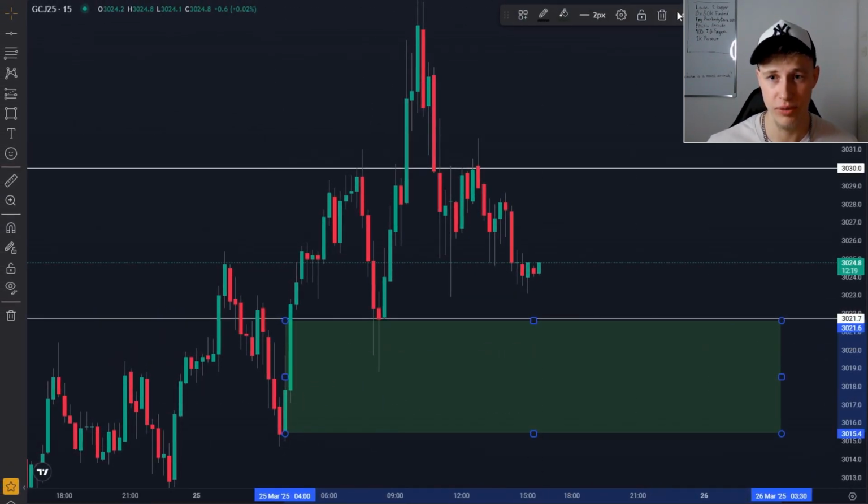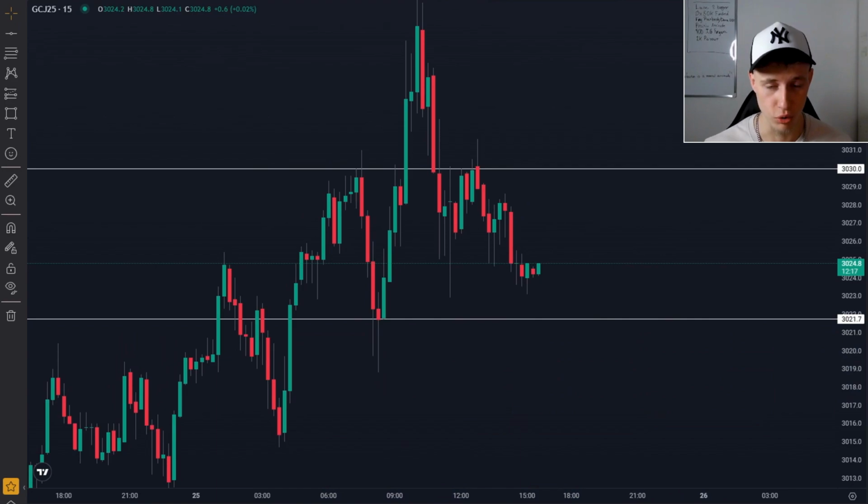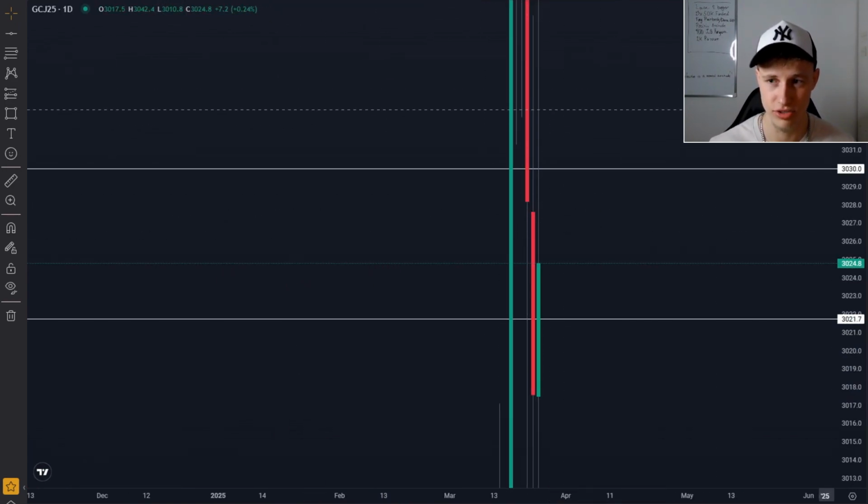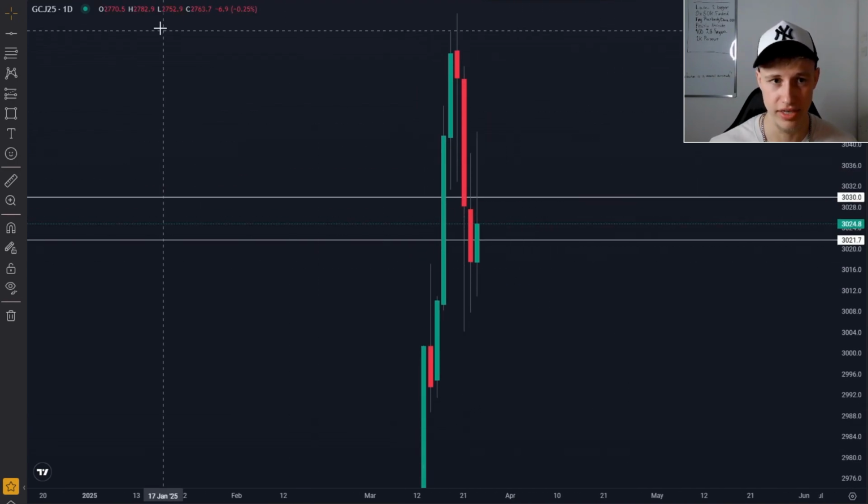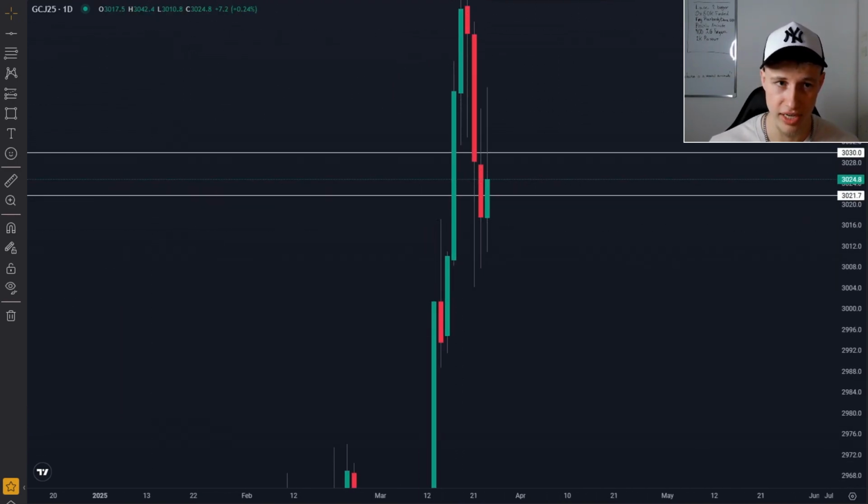So that's really what we're looking for here when we break down gold. We typically start from the daily time frame. We look at how the daily closed and how the daily is looking now. We have room to go down. We're looking pretty bearish in the previous candle.